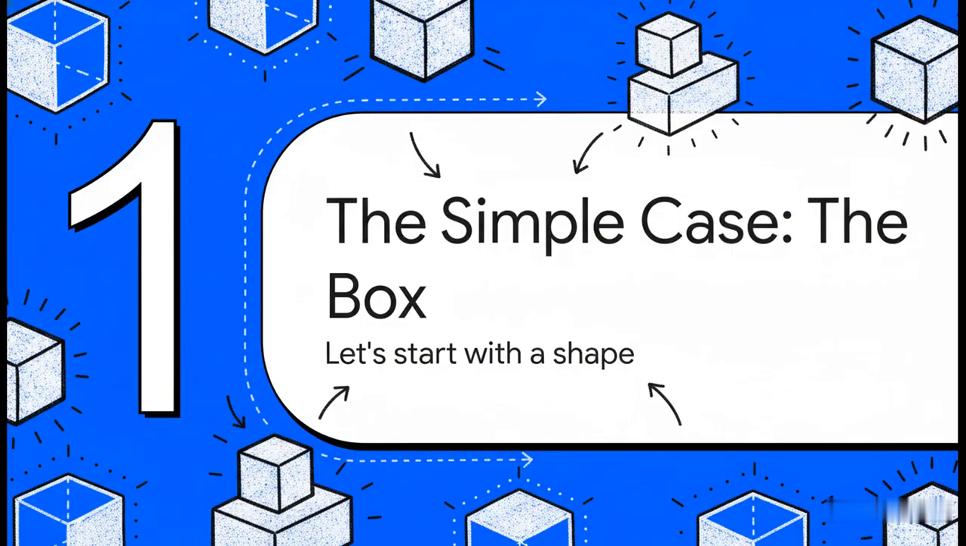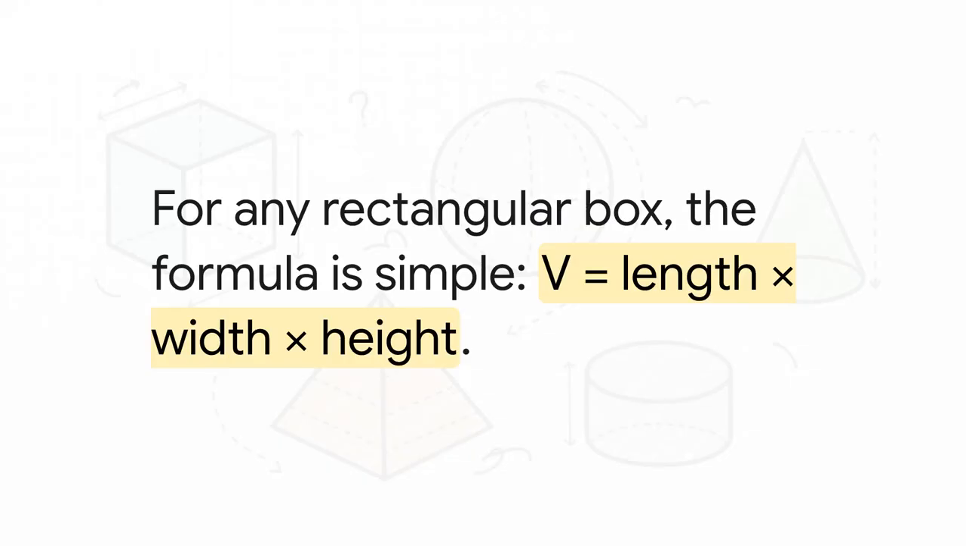All right, so let's ease into this. We're going to start with the shape we all learned about in school, the good old-fashioned box. Or, if you want to be fancy, a rectangular prism. The formula here is just beautiful. It's so simple. You literally just multiply its 3 dimensions, the length, the width, and the height.